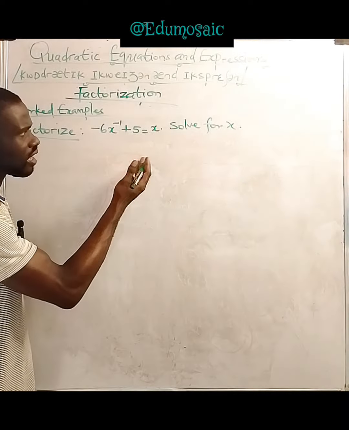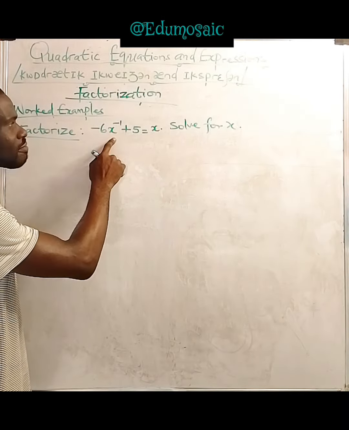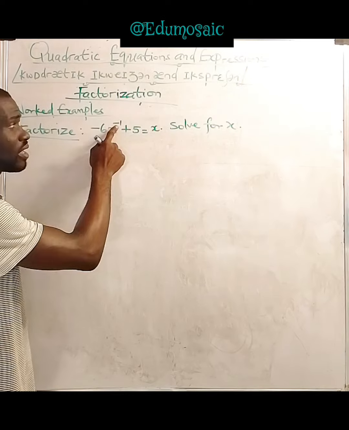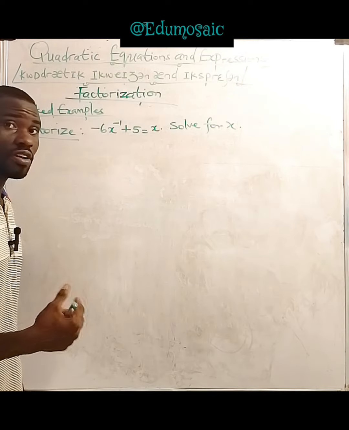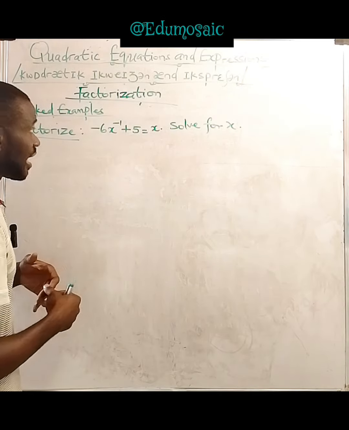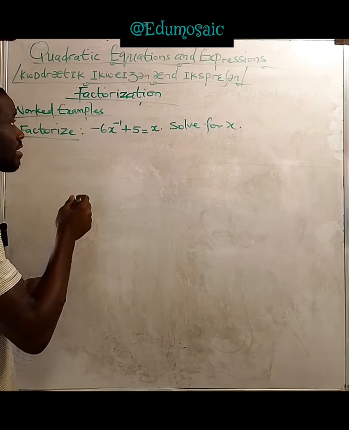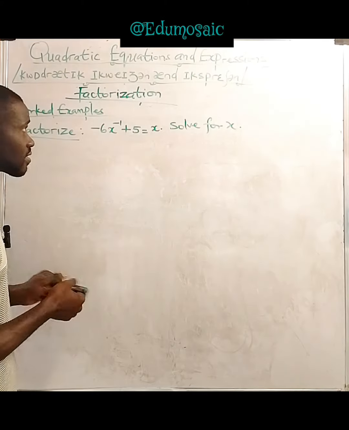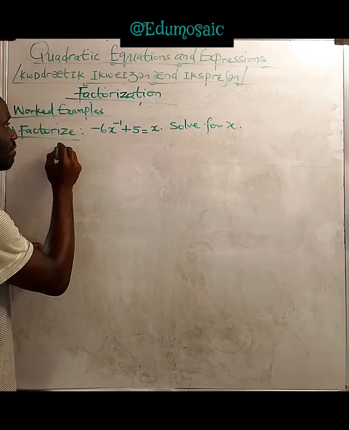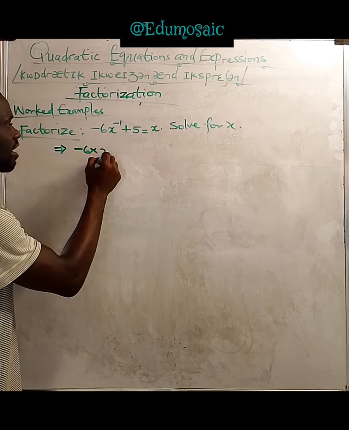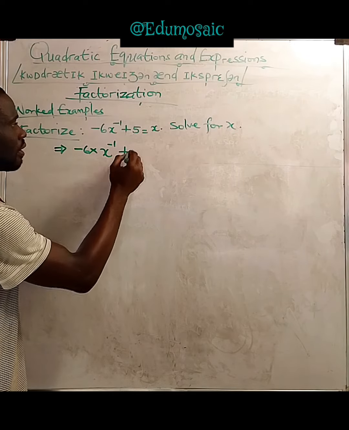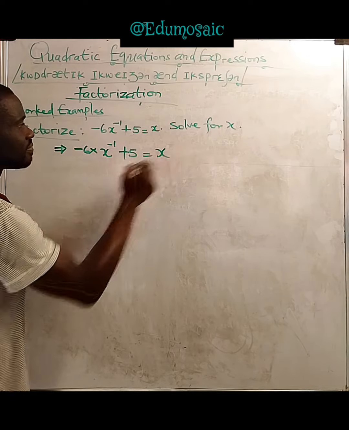So this does not look like a quadratic equation because the highest power here is, we have minus 1 here. But let's see if we can rebrand this question and see where we go from there. So this minus 6x to the power minus 1 plus 5 equals x. So let's rebrand this. What do we have? This minus 6 times x to the power minus 1 plus 5 equals x.